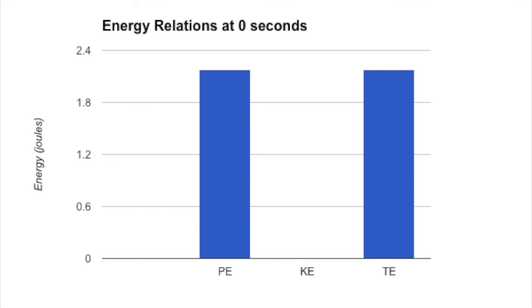Next, we found the potential and kinetic energy of the tennis ball during its journey. When the tennis ball was at rest, there was no kinetic energy, inversely causing the potential energy to reach its peak at approximately 2.2 joules.